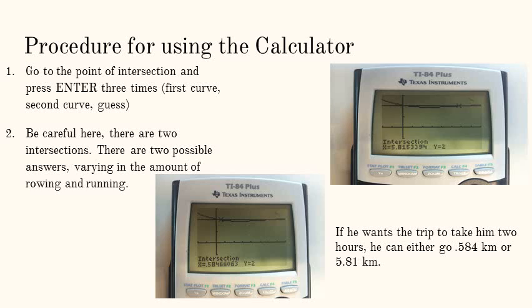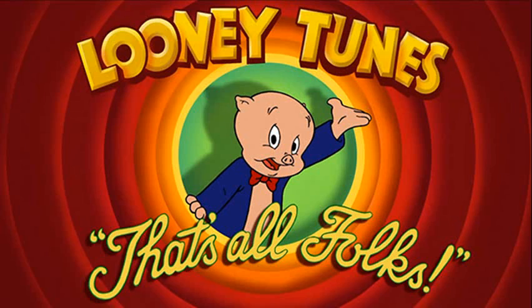When you're finding the intersection, you have to be careful because line 2 intersects our function twice. So there are 2 possible answers varying on the amount of running and rowing. If he wants the trip to last 2 hours, he can either go 0.584 kilometers of rowing or 5.81 kilometers of rowing. That's all, folks. Thanks for watching.